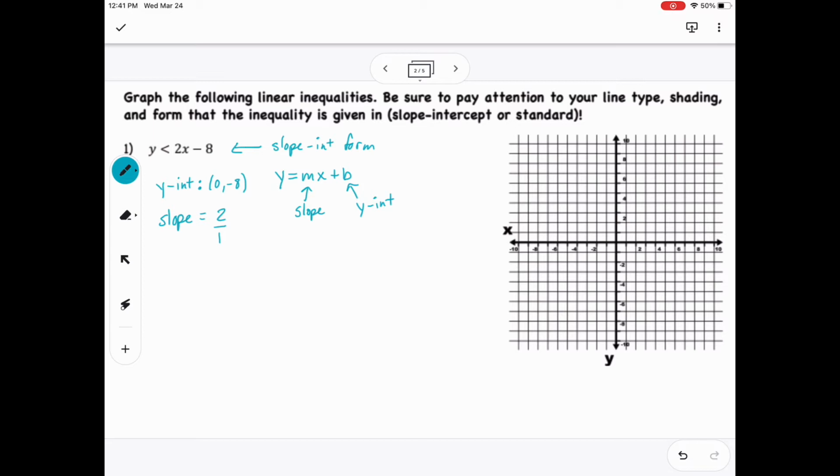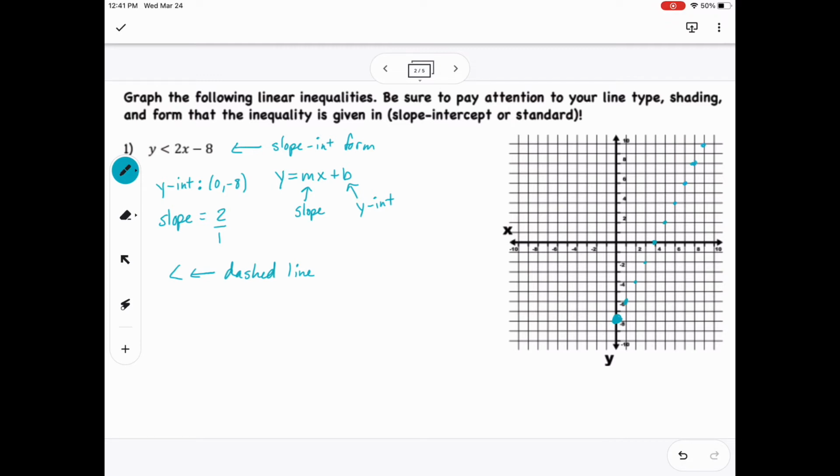Then from there, we also want to identify what kind of line we're going to graph. Since it's a less than sign, it would be a dashed line. So let's go ahead and graph. We'll plot 0, -8, and then use the slope of 2 over 1. So 2 up, and then to the right 1, and use that pattern to get the rest of our points.